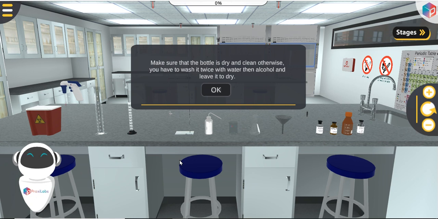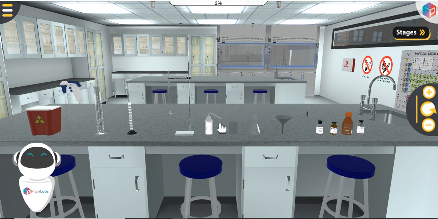Then again, you remember in work sometimes they will ask you a question to see what precautions are taken while you are carrying out your experiment. Some of the precautions here: one, make sure that the bottle is dry and clean. Otherwise, you have to wash it twice with water and then alcohol and leave it to dry. These are precautions taken when you are doing this experiment. Awesome, right? Great.